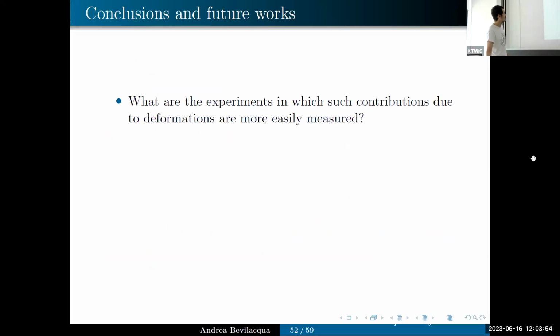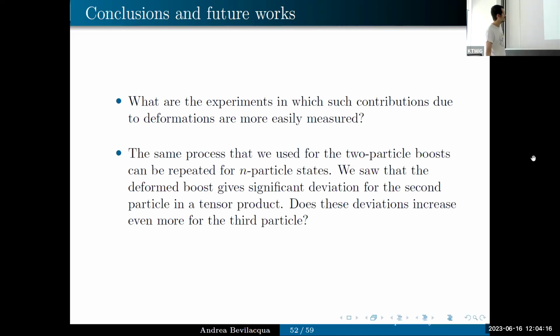Okay, so conclusions. What can we do with this? One thing that we can do is, of course, try to find some experiment in which such contributions to deformation are more easily measured. You can do this in several ways. You can try to take the lifetime of decaying particles, which are different in a boosted frame, but I will not talk too much about this. And I think this is more important, in my opinion. But basically the same process here.